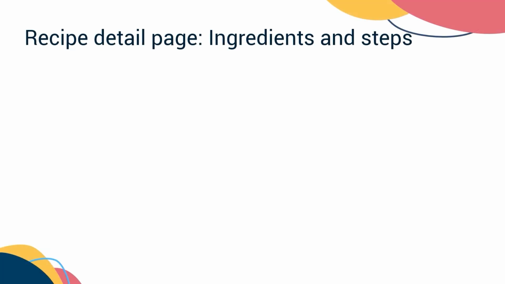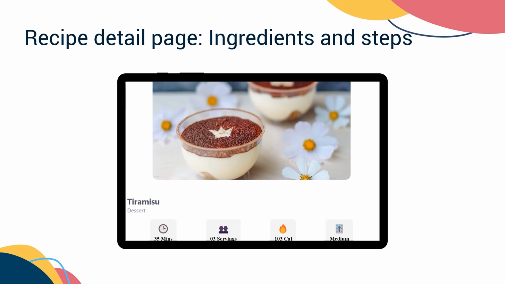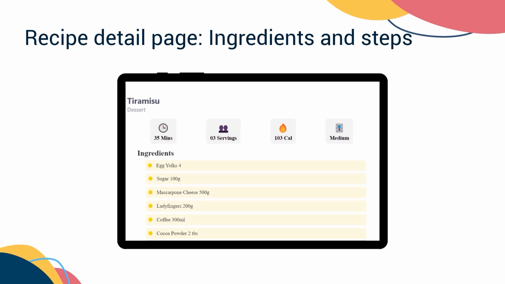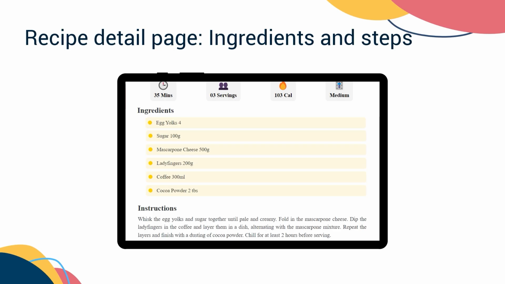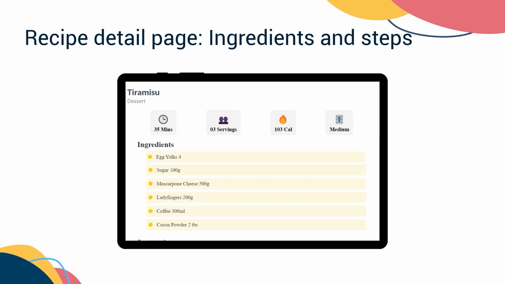Once you select a recipe, the recipe detail page opens, giving you everything you need to recreate the dish at home. On this page, you'll find a full-sized image of the dish to give you a clear idea of what you're making, a detailed list of ingredients you'll need, and step-by-step instructions to guide you through the cooking process. Additionally, the page provides important details such as preparation time required to make the dish, the number of servings the recipe yields, and calories per serving. The difficulty level of the recipe helps you gauge the effort needed.